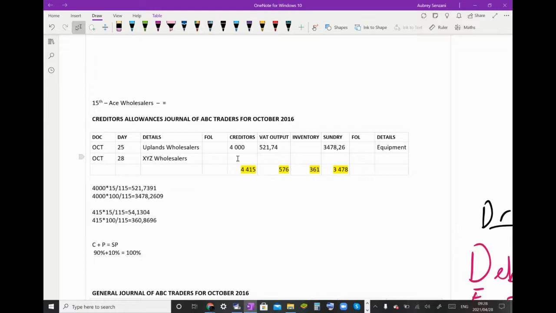What's going on over there? On the 28th, oh, I need to flip the page. On the 28th, we were overcharged. We need to correct that. And that was for 415. Okay, cool. Again, then we need to calculate the VAT amount. And there, can you see, it doesn't tell us what we were overcharged for. Is it inventory? Is it equipment? What were we overcharged for?